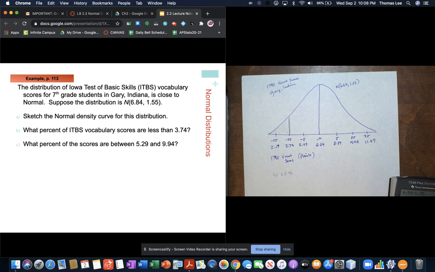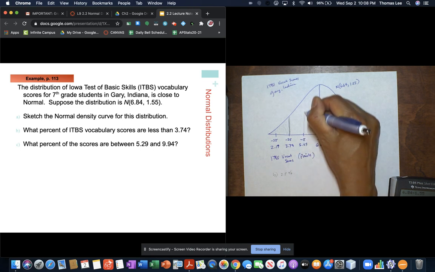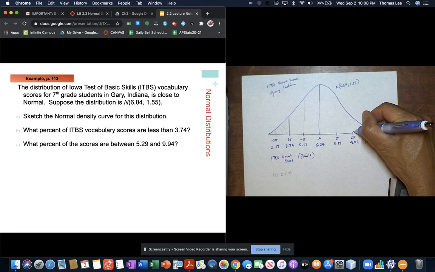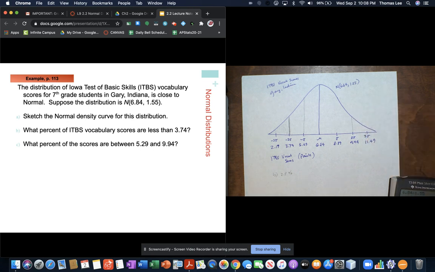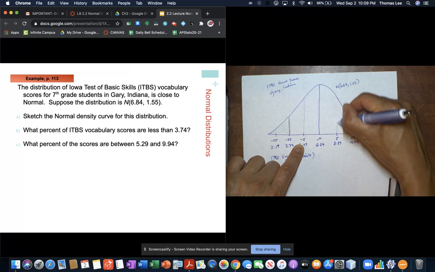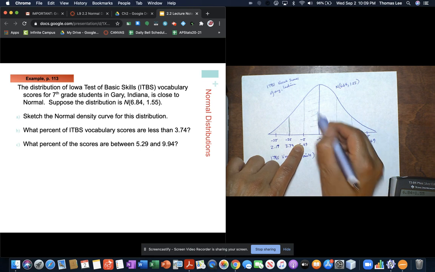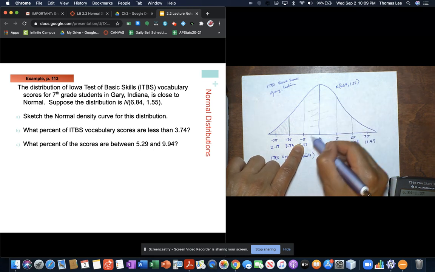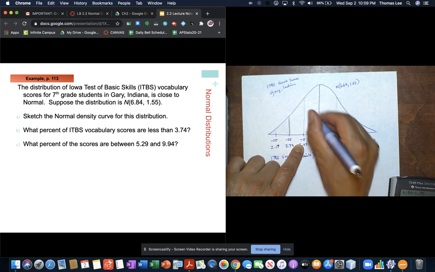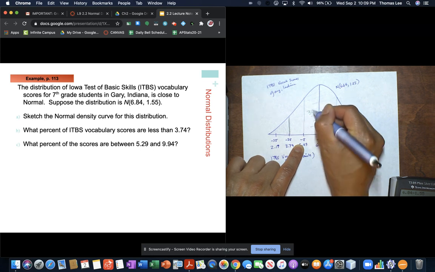Okay, part C, what percent of the scores are between 5.29 and 9.94? So 5.29 is here, and 9.94 is here. We know that from -1 to 1, that's 68%. And let's label each interval. So this little sliver here, it's 68 divided by 2, that's 34.